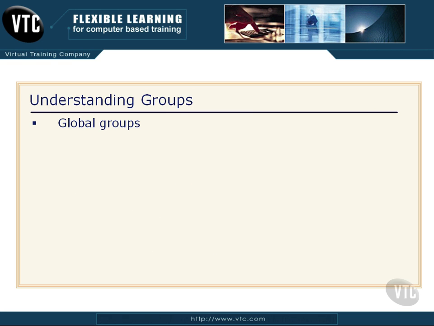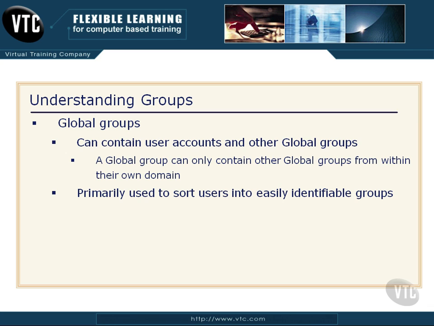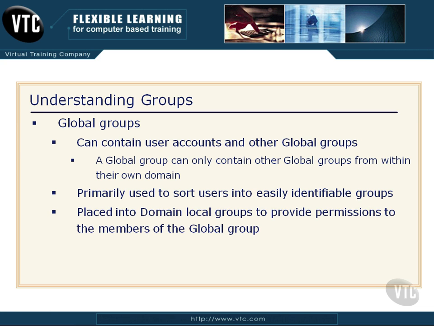Next up is global groups. Now, global groups can contain user accounts and other global groups. But a global group can only contain other global groups from within its own domain. Well, more about that in just a few minutes. Now, we use global groups primarily to sort users into easily identifiable groups, and then we place those global groups into domain local groups that have been provided permissions, and by dropping that global group into that domain local group, we automatically give those permissions to the members of the global group.